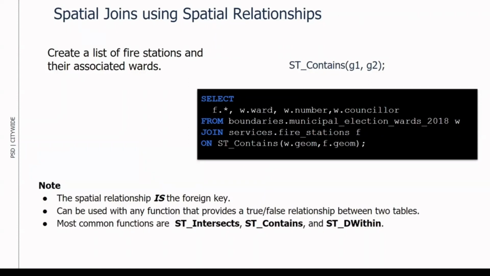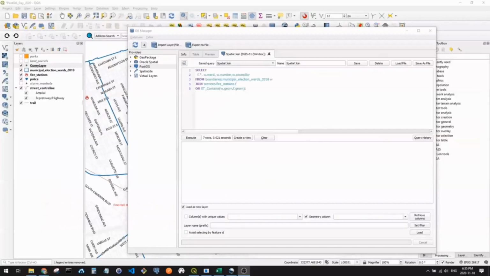Really neat stuff. So here's the example of doing the spatial join within QGIS's DB Manager. So this is the statement that's basically looking for the councillors, right? It is sort of adding the councillor, the ward number, to the fire station layer. So it's just joining both of the layers based on an ST_Contains spatial relationship.